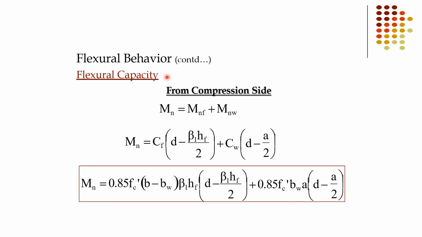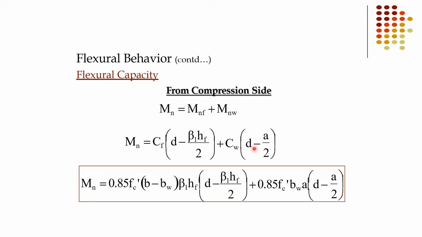Flexural capacity. How to calculate the flexural capacity from the compression side? We can use any couple, C into the lever arm, meaning compressive force into lever arm, or tension force into lever arm. So this is the formula for the compression side. We can use either side, both sides are okay. First, from the compression side, moment capacity will be MNF plus MNW, meaning moment capacity from the flange side and moment capacity from the web side. So that is force into lever arm: the compressive force in the flange into lever arm, and the compressive force in the web into lever arm.